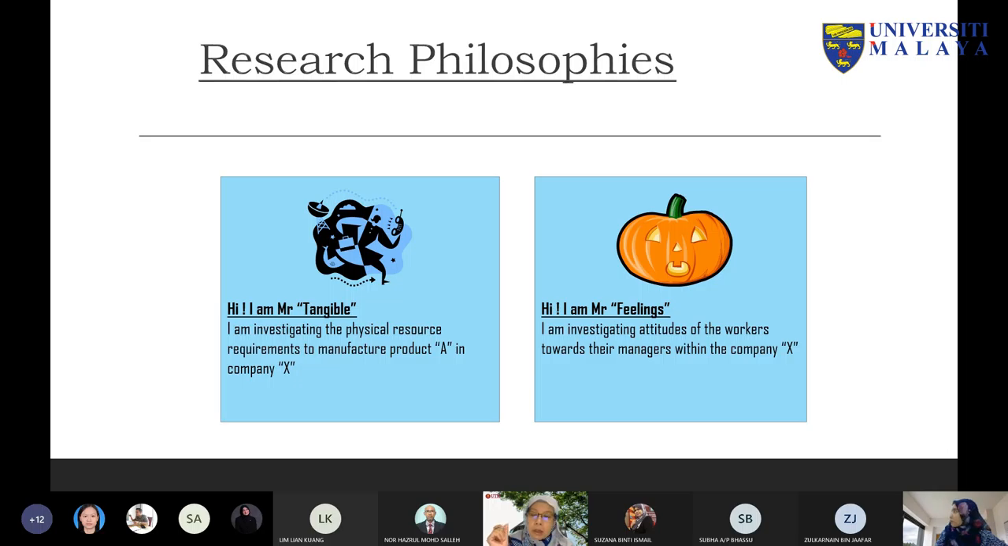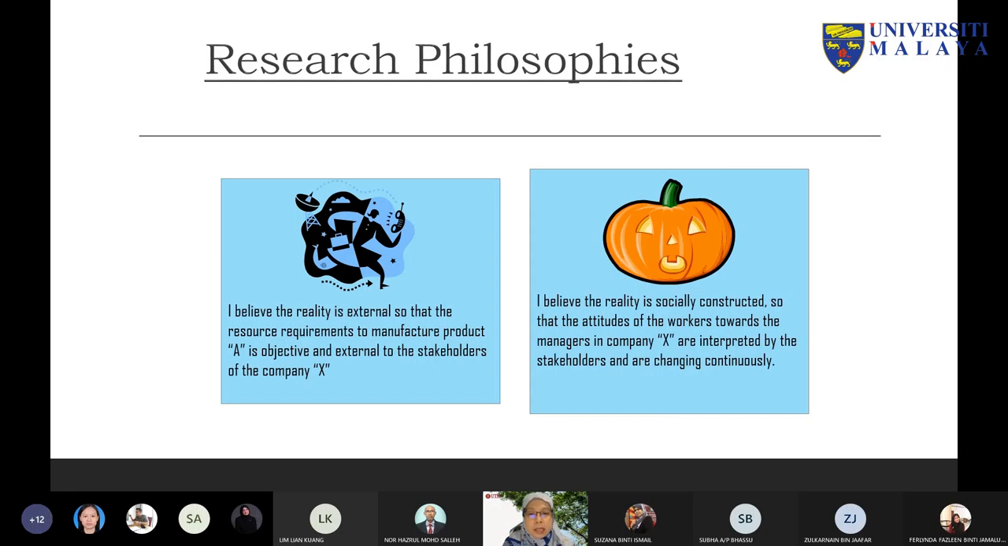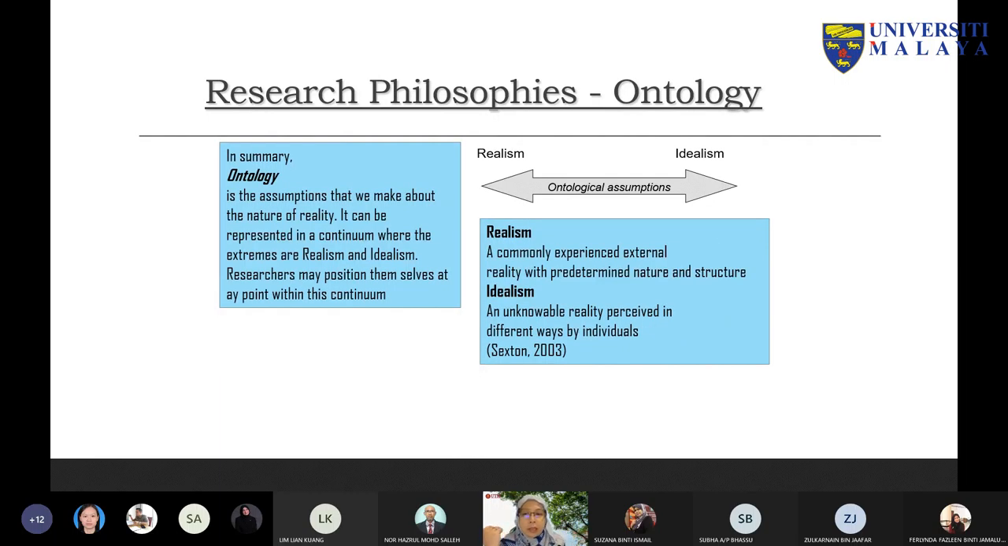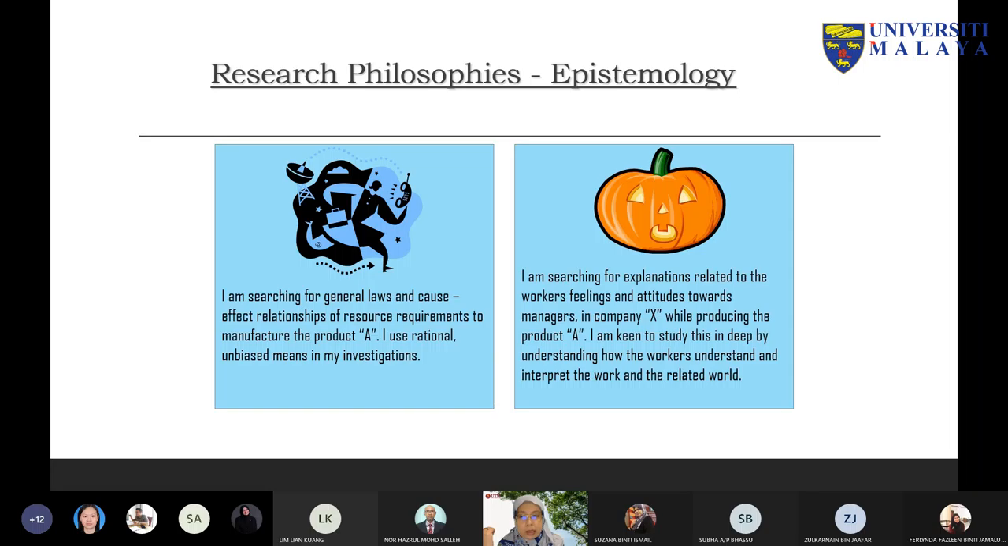Okay, so we can see here, Mr. Feeling says, because of the above view about reality, ontologically I'm carrying the idealist view because I'm keen to interpret the attitude of the worker towards their manager. So this is the ontology definition. I'm not going to read it, it is the same as what I already explained. Realism is experience external. Idealism is unknowable reality. So this is by Sexton, 2003. Okay, so that is ontology.